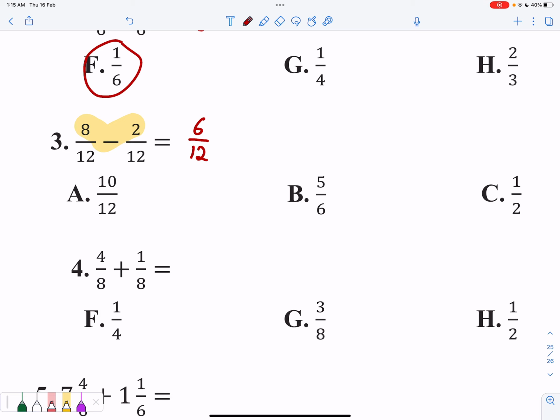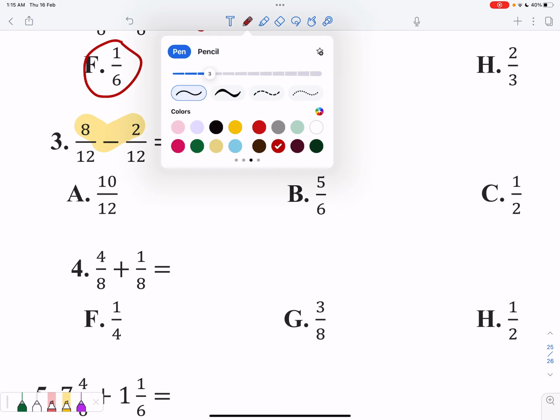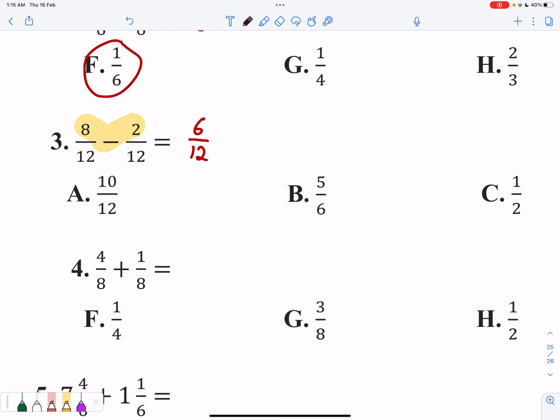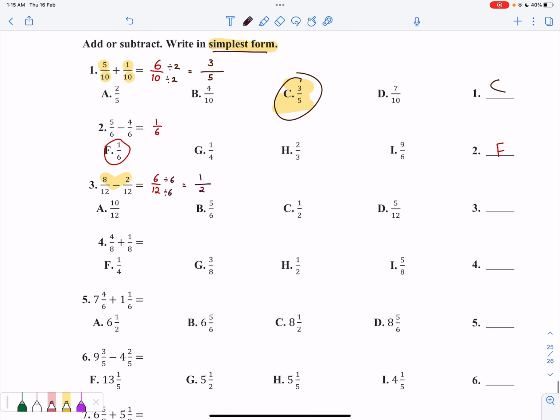Now 6 and 12, both of these numbers, you can find them in the times table for the number 6. So you can simplify them by dividing them over 6. So 6 divided by 6 equals 1. 12 divided by 6 equals 2. So this is the answer for question 3, which is answer C.